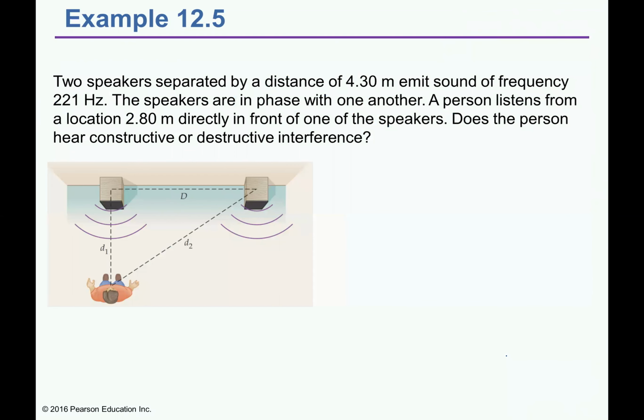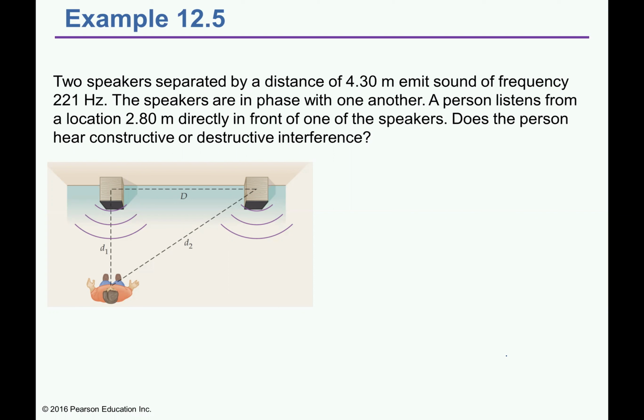All right, guys, so let's look at an example here. We have 2 speakers separated by a distance of 4.3 meters, emitting sound of frequency 221 hertz. The speakers are in phase with one another. A person listens from a location 2.8 meters directly in front of one of the speakers. Does the person hear constructive or destructive interference?